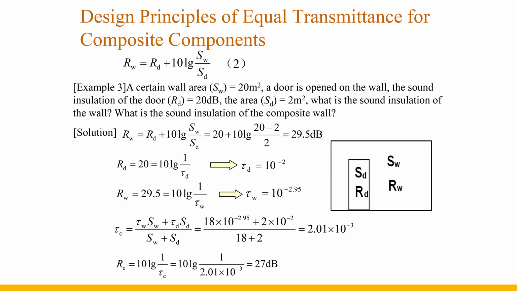Let's compare example 1 and example 3. The area of the wall and the door and the sound insulation of the door are the same. The sound insulation of the composite wall is only 3 decibels different, while the sound insulation of the wall is different by 20 decibels. It can be seen that it is economical and reasonable to select wall components according to the design principle of equal transmission.